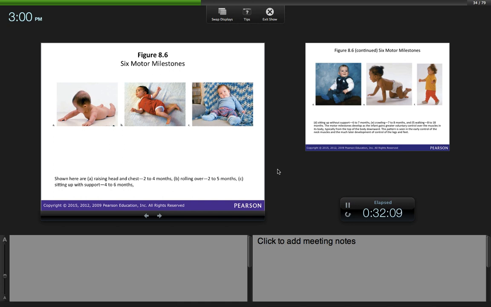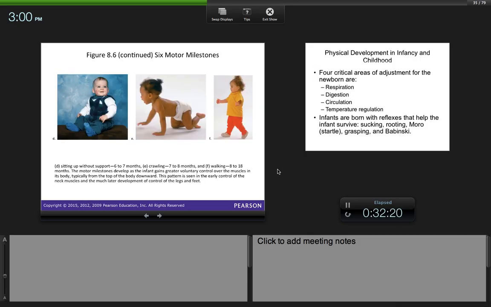Here, this kid looks awesome, by the way. He's got some good support there, and he's able to sit up. Typically between 4 to 6 months, we see kids developing this milestone. Sitting up without support, about 6 to 7 months. Crawling from about 7 to 8 months, and walking anywhere from 8 to 18 months. So there's a lot of leeway when we would typically expect some of these milestones to be seen in kids.